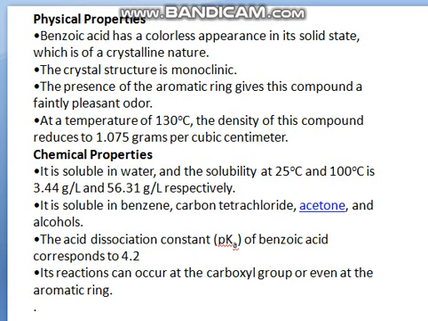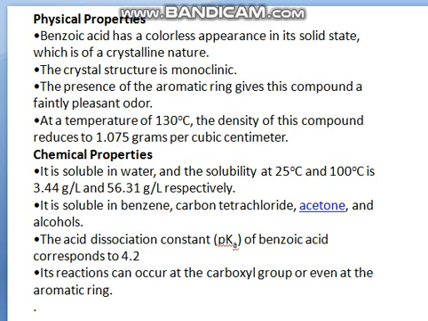Chemical properties: it is soluble in water, and solubility at 25 degrees Celsius and 100 degrees Celsius is 3.44 gram per liter and 56.31 gram per liter respectively. It is soluble in benzene, carbon tetrachloride, acetone and alcohol. The acid dissociation constant, the pKa value of benzoic acid, is 4.2. This reaction can occur at the carboxylic group or even at the aromatic ring.